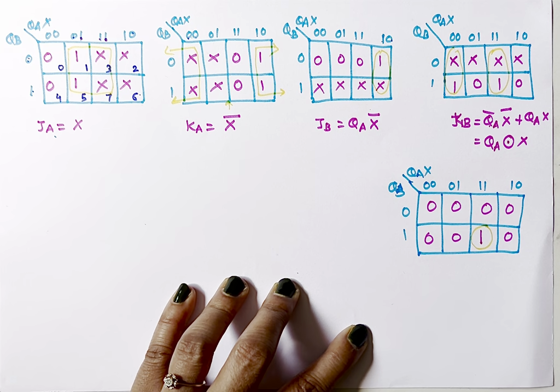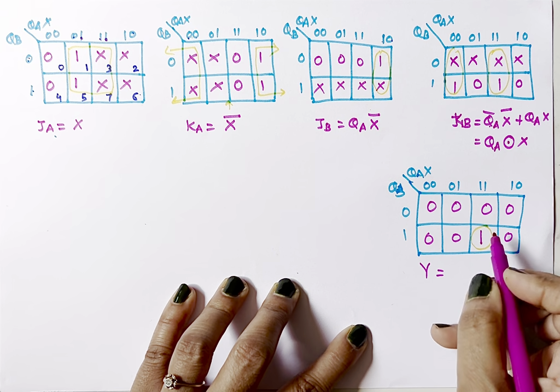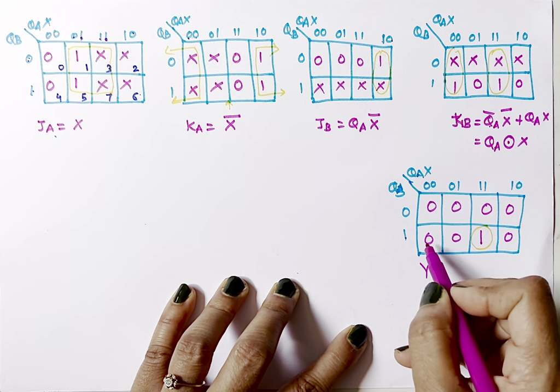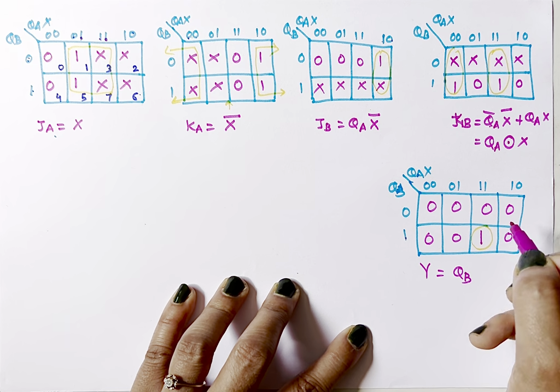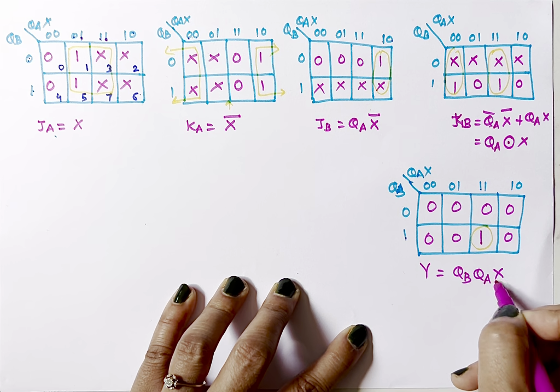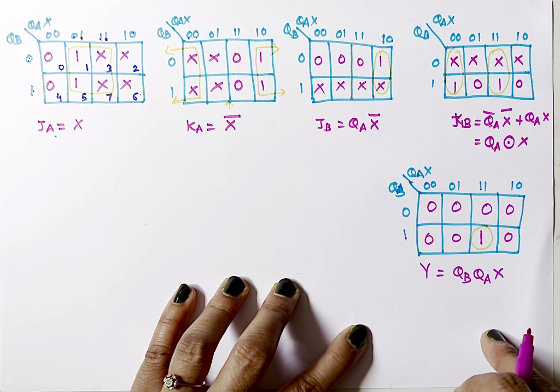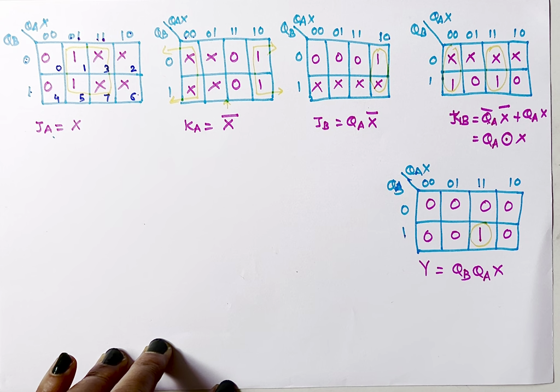And then for output Y, the equation is, here QB is 1, so QB. Here QA is 1, X is also 1. QA and X. So this is the equation for Y. Now based on these equations, let's draw the diagram.